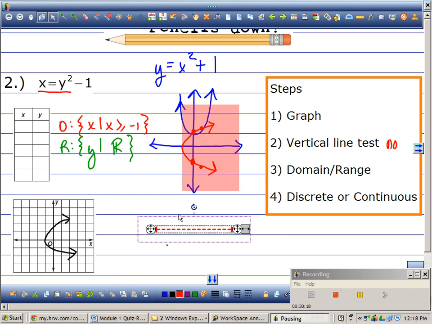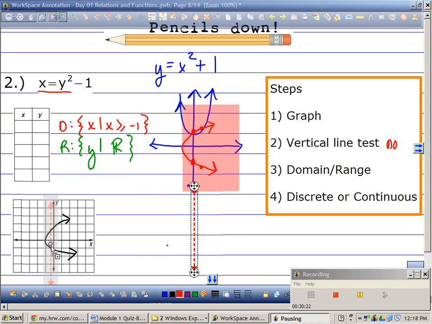If you want to test the domain, you would use a vertical line, right? Do you see how as I'm going along with my vertical line, is it ever going to intersect it out here? No. It's not until it hits negative 1. Do we have to start talking about X values? They don't exist in this graph. Anything smaller than negative 1 for your X.